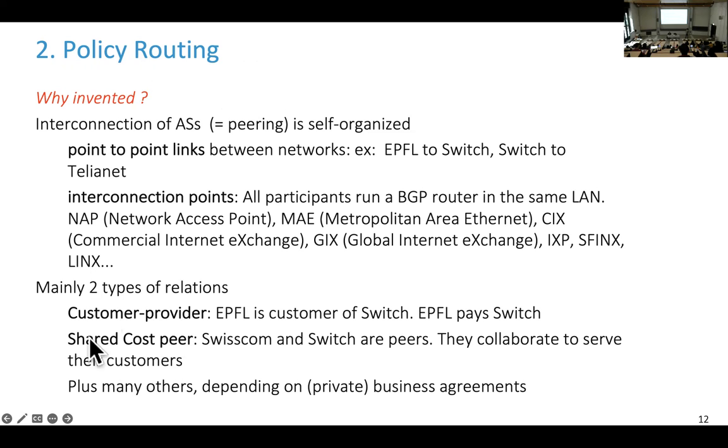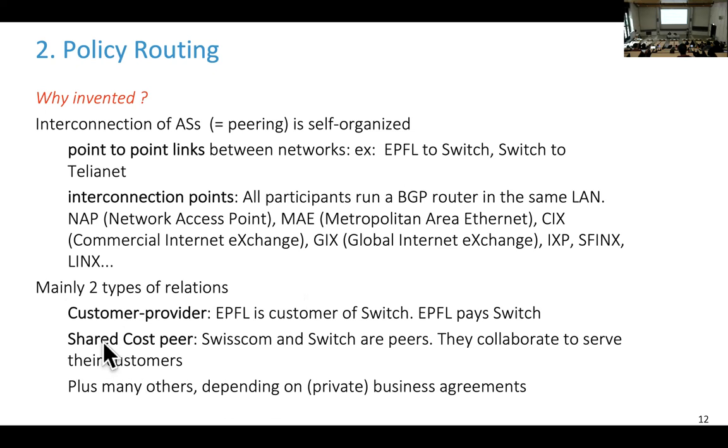To understand that, we should understand that there are mainly two types of relations between people on the internet. One is customer-provider. For example, EPFL is a customer of Switch. As I said, Switch is a provider that provides internet connectivity to Swiss universities as well as EPFL. EPFL pays Switch to be connected to all around the world. So we have customers that pay a provider to have connectivity, and providers that receive revenue because of their customers.